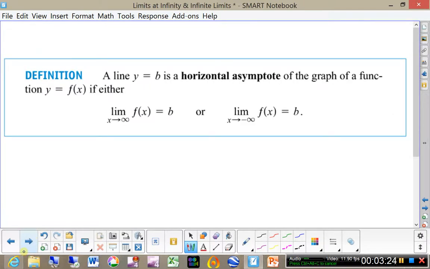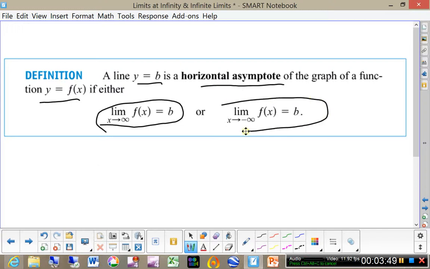Now here's a definition that I know you have seen in college algebra. It has to do with the horizontal asymptote. We say that the line y equal b is a horizontal asymptote of the graph of the function y equal f of x if the limit of f of x as x approaches infinity equals b, or the limit of f of x as x approaches minus infinity equals b.